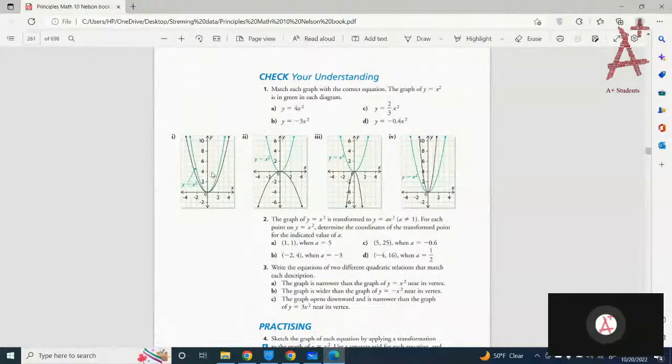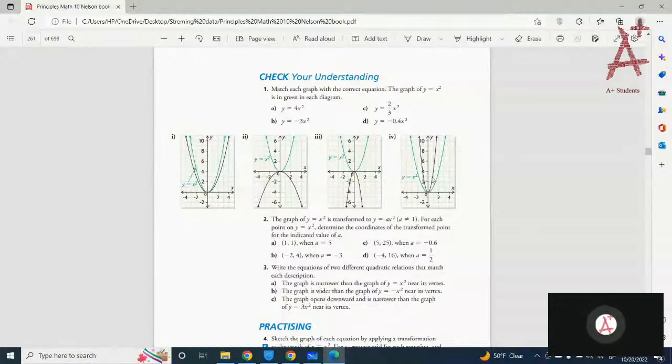Okay, the 1 is vertically stretched and also 4 is vertically stretched. But you have to look for the correct option. The correct option is the fourth one, because it has the factor 4, the graph opens upward and it is narrower than y equals x square. The green one is the graph for x square. So the black one is for 4x square.